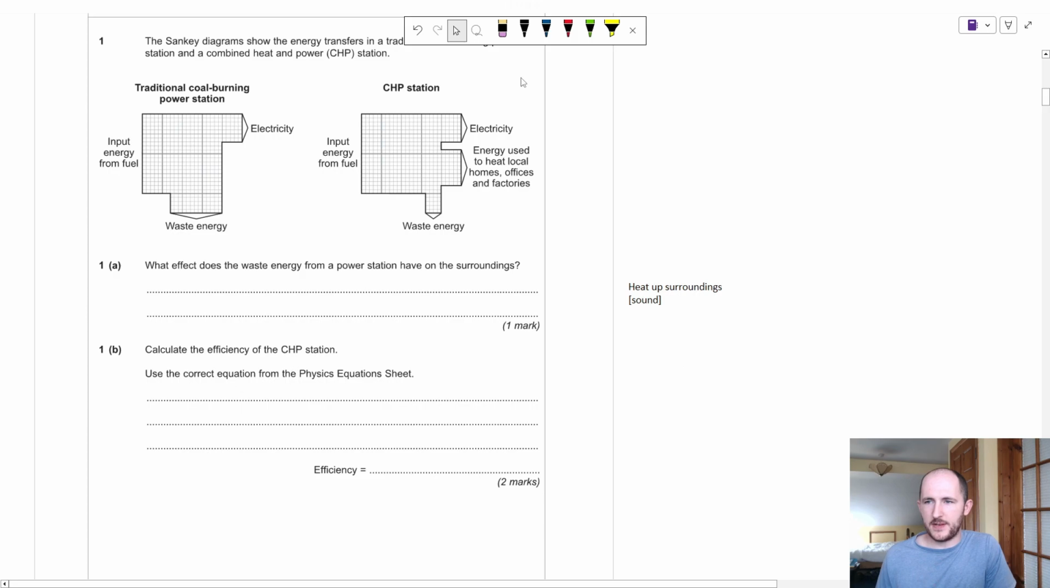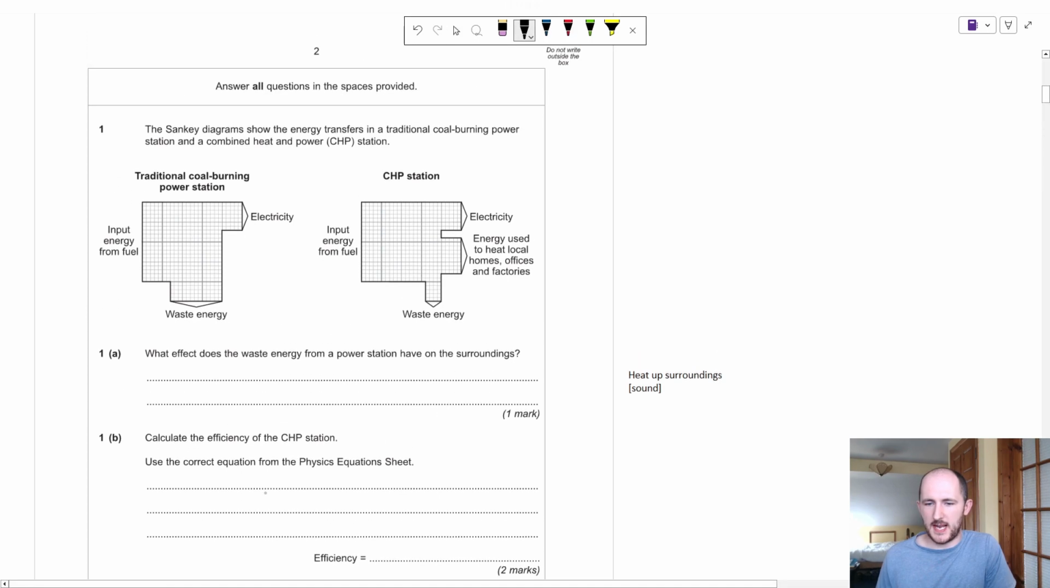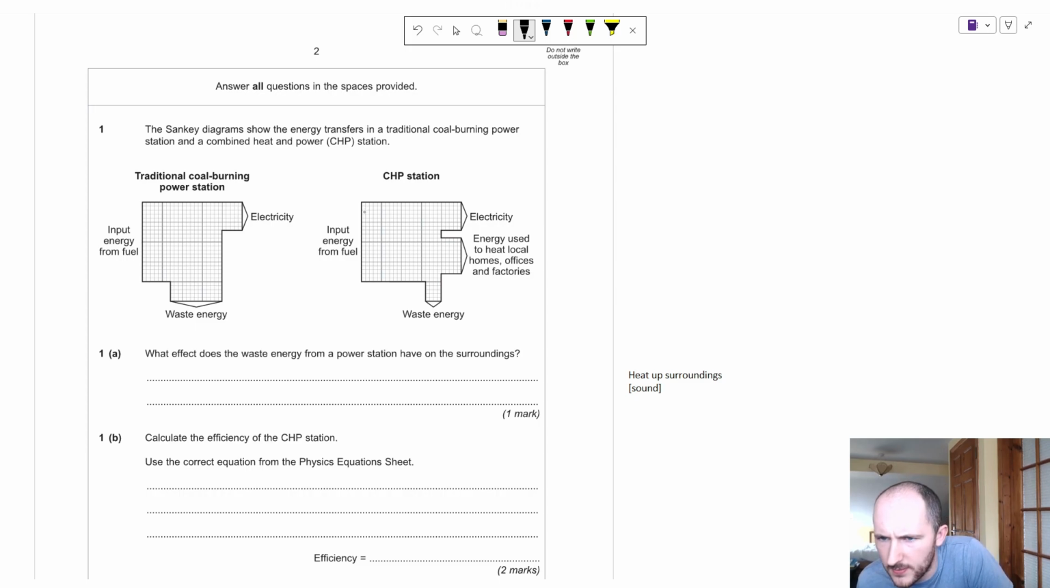Perfect. So calculate the efficiency of the CHP station. Use the correct equation. Again, I don't have the formula sheet. That's fine. All you need to do is count up the squares for the input, and then count the squares that are useful. However, a small trick is you can just take away the ones that are missing. So how many are in total? We have 1, 2, 3, 4, 5. That would be 10, 15, 20. So there's 20 inputs. That's going to be at the bottom of our fraction. And how many are out?